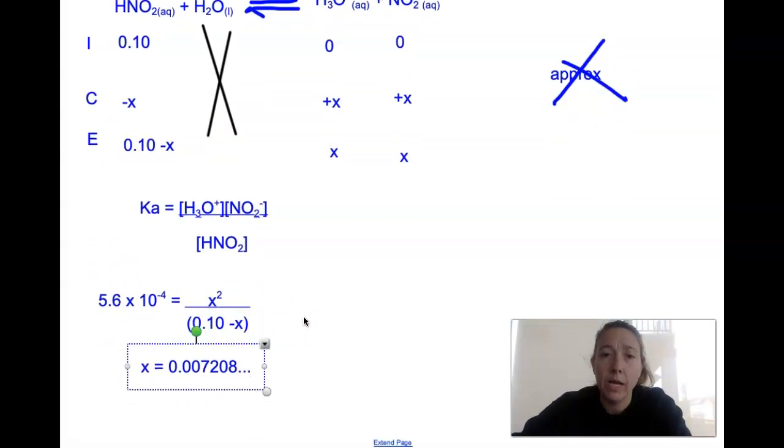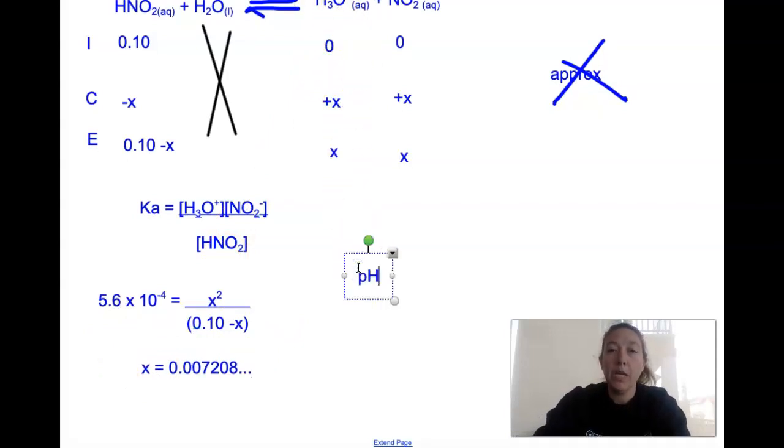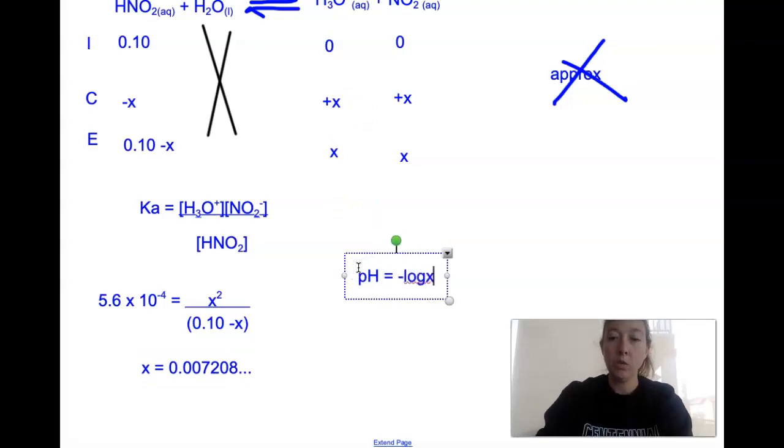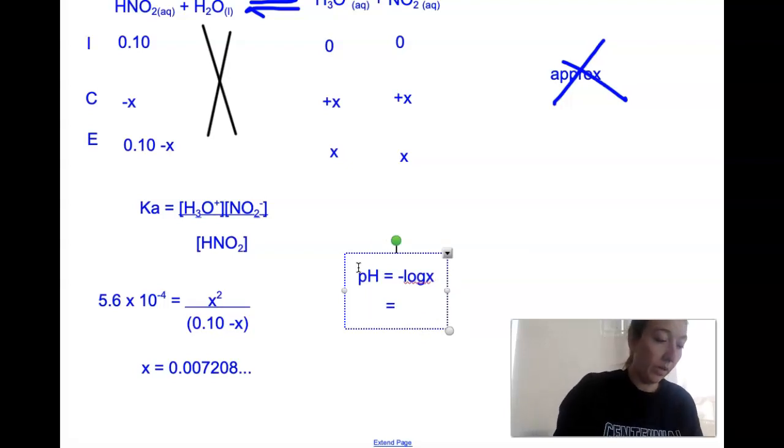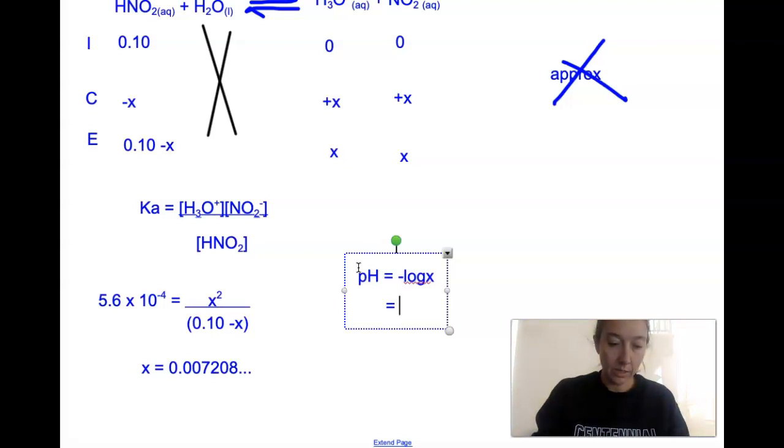So what did it ask me for? It asked me for the pH. So I solved for x, which also represents the concentration of hydronium. To solve for the pH, we can just do the negative log of our x value. In our calculator, we're going to do negative log of that number, 0.0072085, and that number keeps going. And we're going to come up with a pH of 2.14.